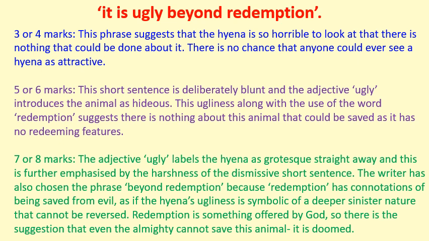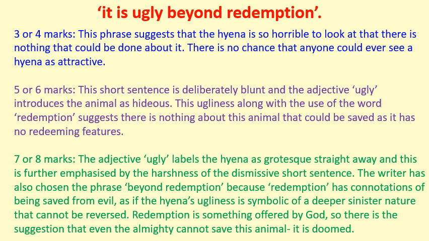That's got inference, but it's also got zooming in. It's got layers, okay, single word analysis. Then at green, at the top level, ugly labels the hyena as grotesque straight away. This is emphasised by the harshness of the short sentence. The writer has chosen the phrase beyond redemption because redemption has connotations of being saved from evil, as if the hyena's ugliness is symbolic of a deeper sinister nature. Redemption is something that's offered by God, so this suggests that even the Almighty can't save the animal, it's doomed. So can you see when we think about redemption linking to religion, that's just a more perceptive inference, basically.